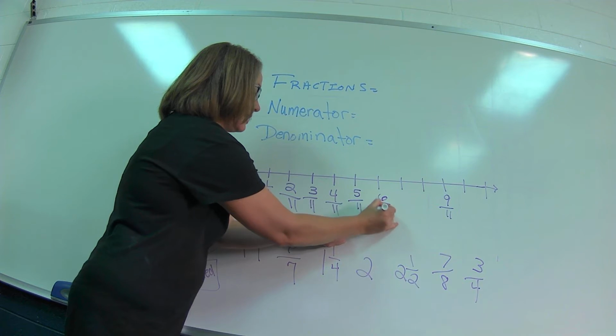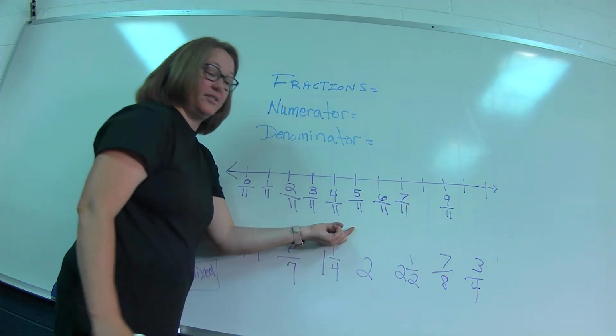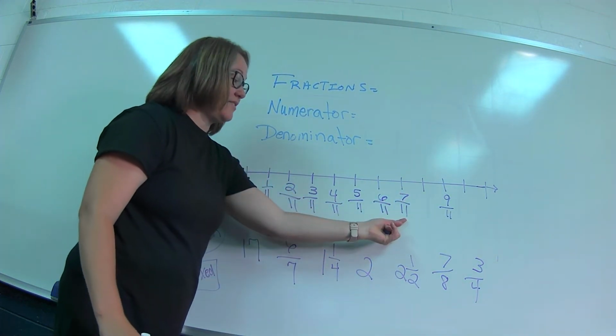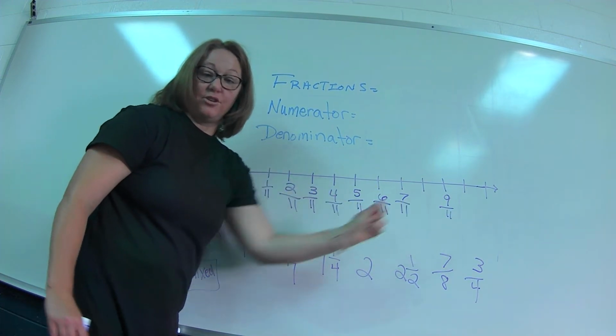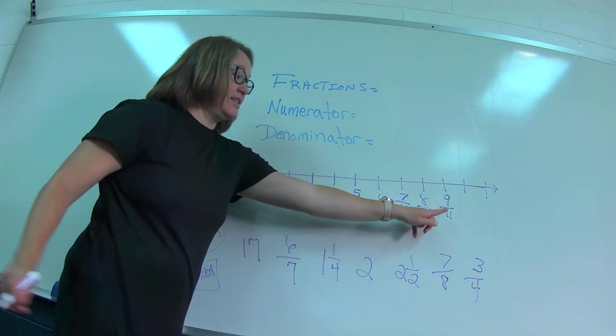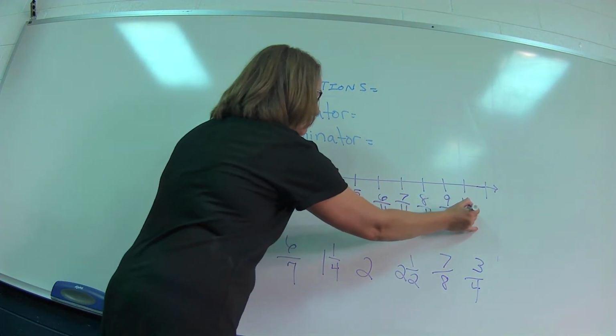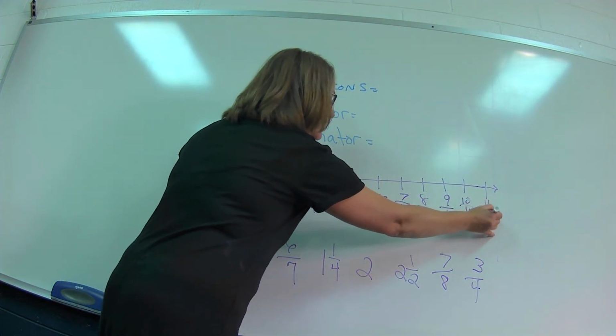Correct. 6/11. 7/11. What comes between 7/11 and the 9/11 that's already filled in? That's right, 8/11. So then we have 9/11. What would be next? 10/11. And then you would have 11/11.